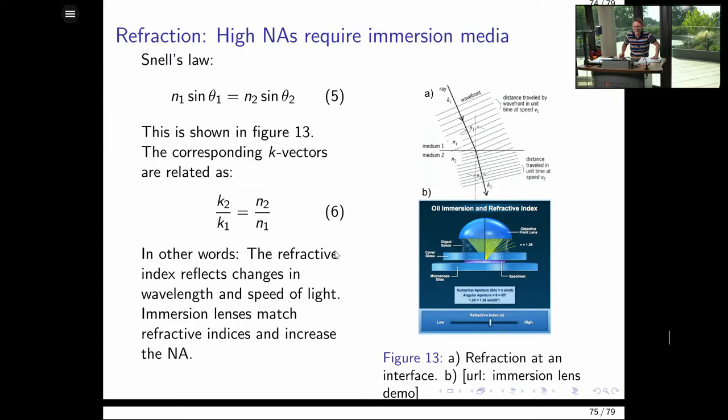Leeuwenhoek recognized this already a long time ago, and so you can pay a lot of money for good objectives, and we want to get as much light from the object into the objective lens itself. And one thing we need to consider there is that when we image things like cells and we have them on glass cover slips, so typically we may have, let's have a look.